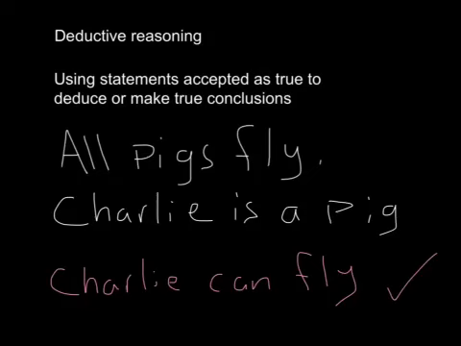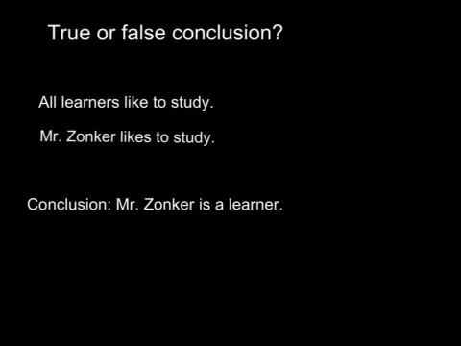That is deductive reasoning. Okay, when using deductive reasoning, you need to be very careful because sometimes they like to get a little tricky on wording. So let's do this example. Let's say we want you to say whether or not the conclusion made is true or false. And here are the statements. All learners like to study. Mr. Zonker likes to study. And here's the conclusion. Mr. Zonker is a learner.